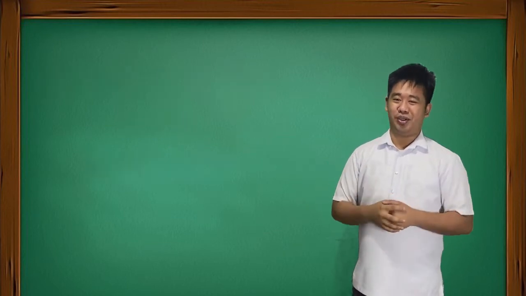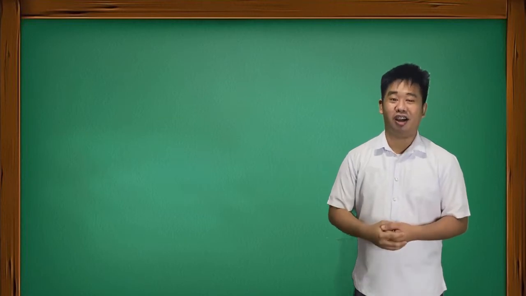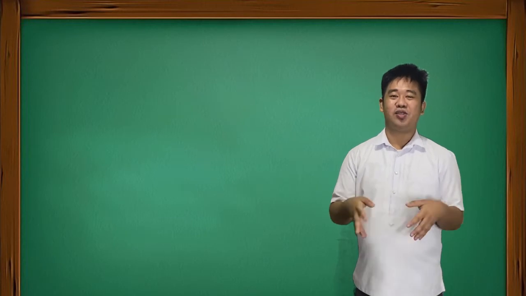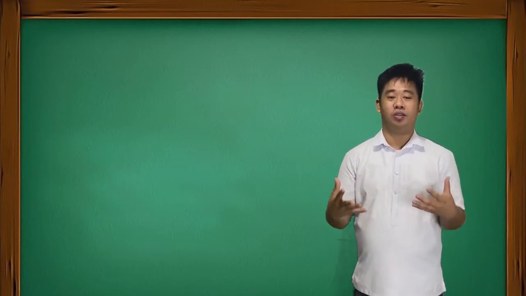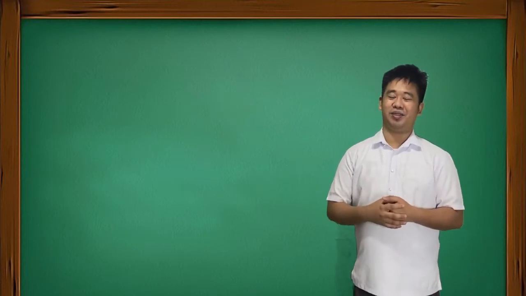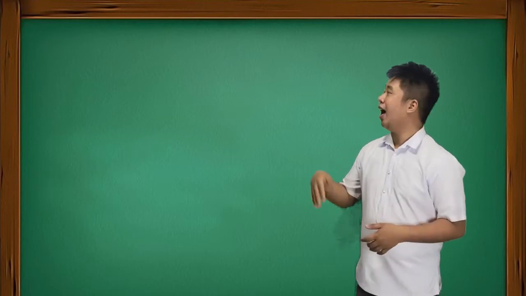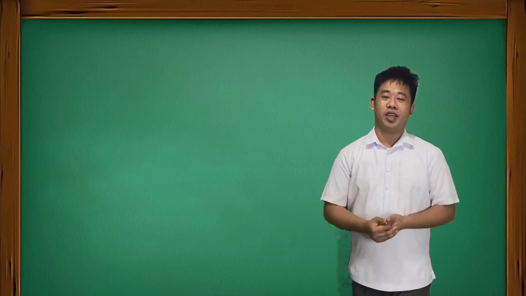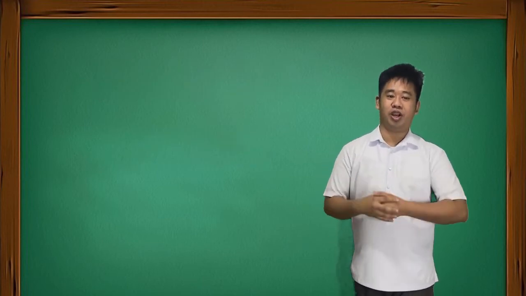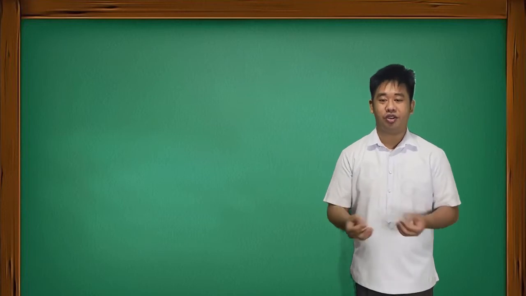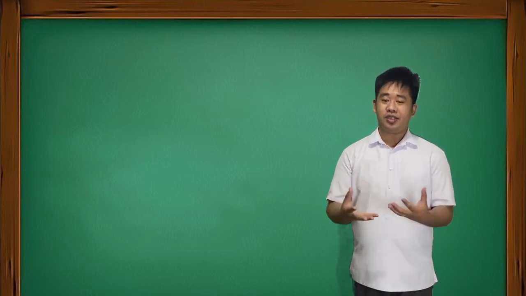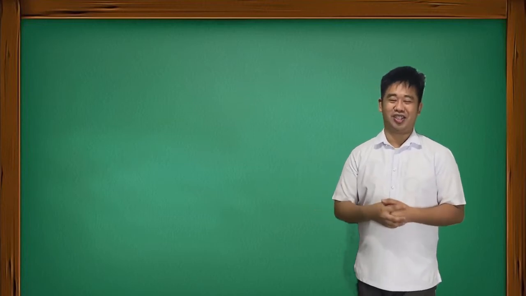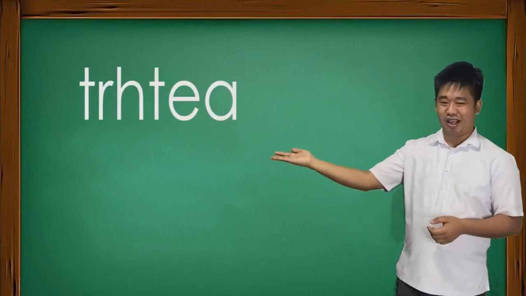Before we continue our discussion, let us first unlock the difficulties. When we say unlock the difficulties, these are a set of words that we will encounter along with our discussion. What we are going to do is that I will be presenting jumbled letters. And what you will do is to arrange those jumbled letters and you have to give your idea or insights about that word. Is that clear? Very good. Let's start. The first jumbled letters.